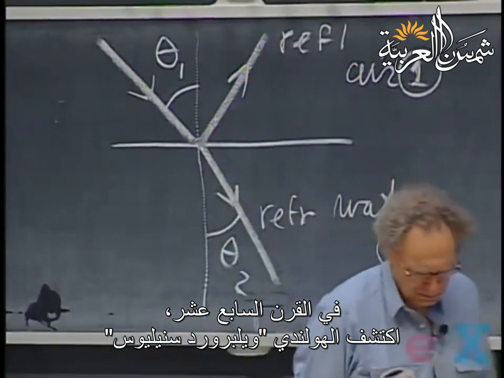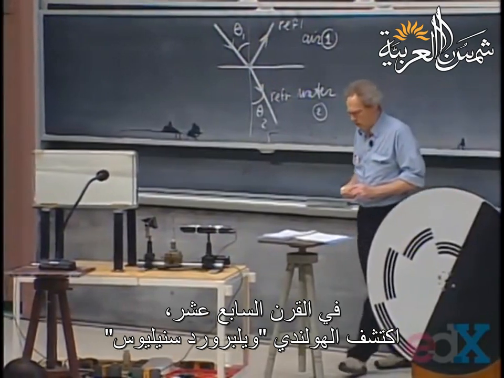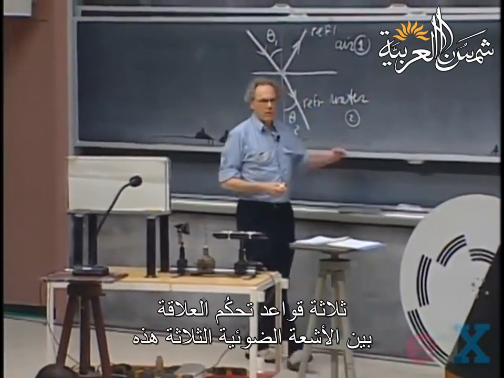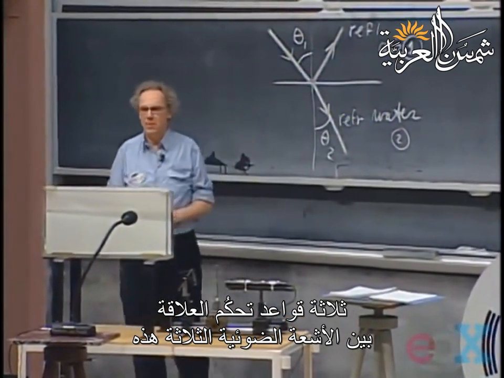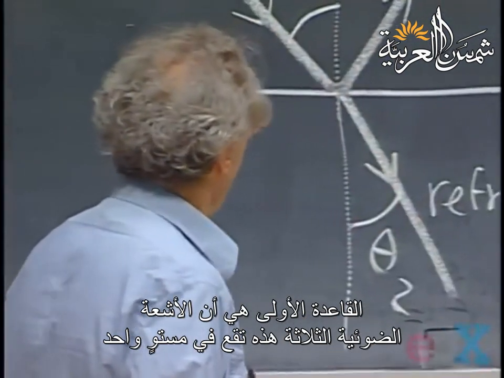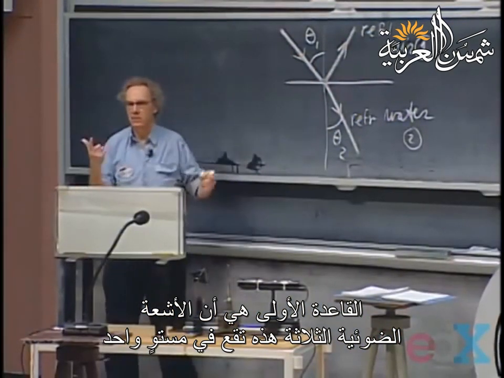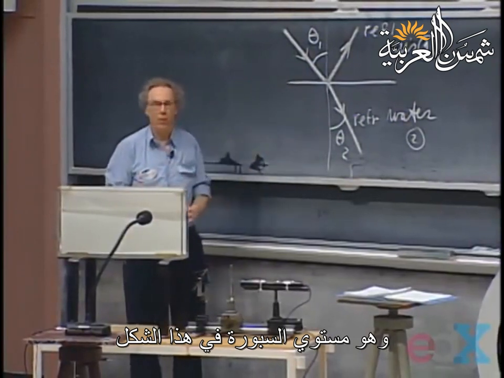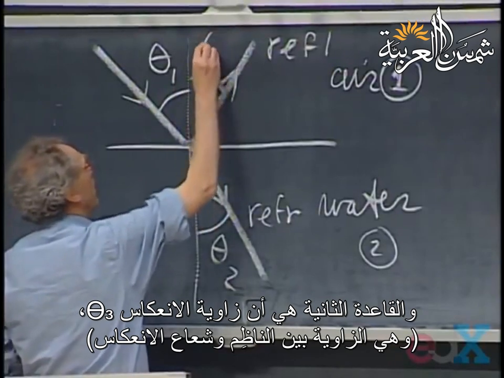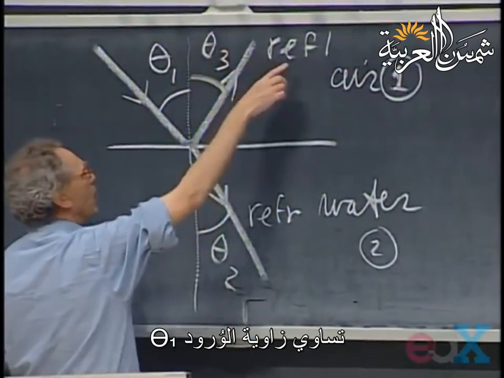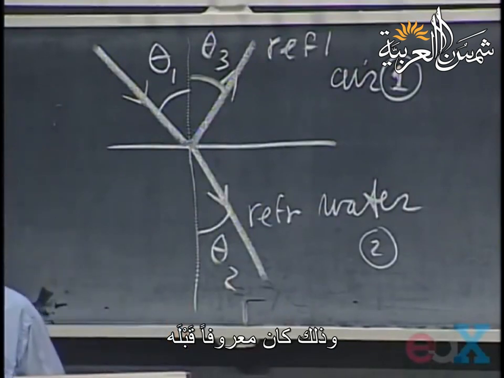And it was a Dutchman, Willebroord Snellius, who in the 17th century found 3 rules that govern the relation between these 3 light beams. The first one is that this beam and this beam are in one plane. As you see, that is my plane of the blackboard. The second thing that he found is that this angle, theta 3, which is called the angle of reflection, is the same as the angle of incidence. That was known before him, of course.